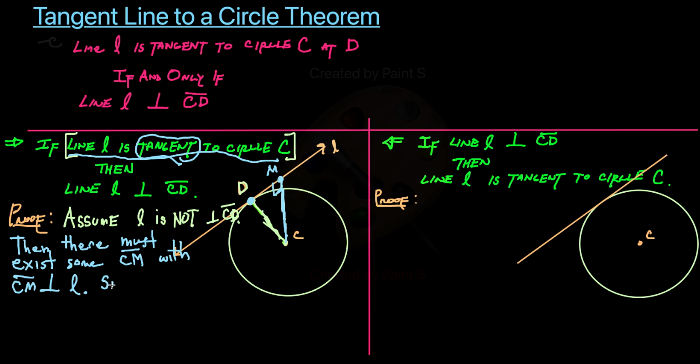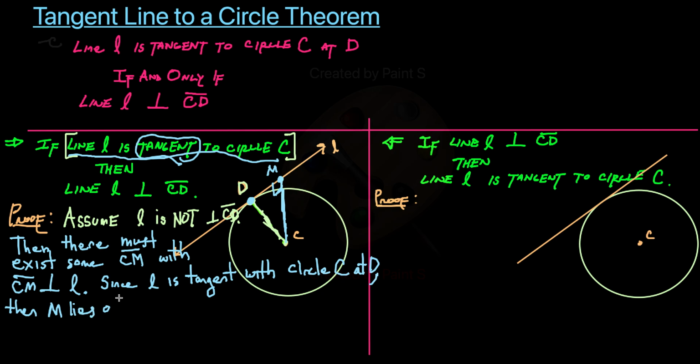So since L is tangent to circle C at D, and only at D, M lies outside circle C.